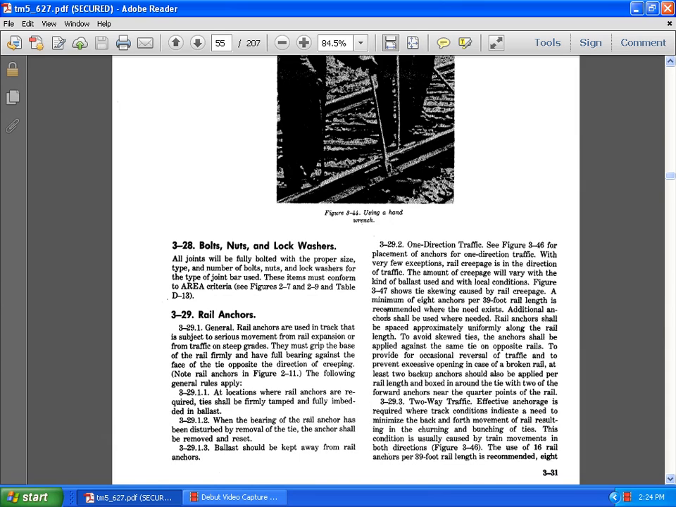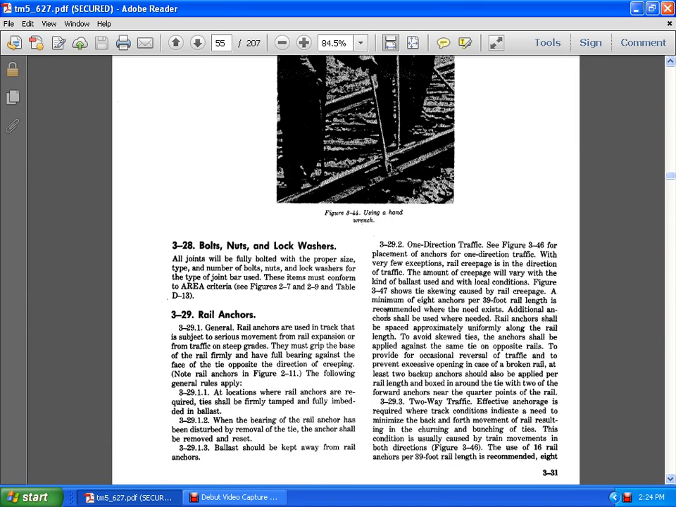The general rules apply. 329.1.1a. At locations where rail anchors are required, the ties shall be firmly tamped and fully embedded in the ballast. 329.1.2 The bearing of the rail anchor against the tie has been redistributed. On removal of the tie, the anchor shall be removed and reset. 329.1.3 Ballast should be kept clear of the rail anchors.